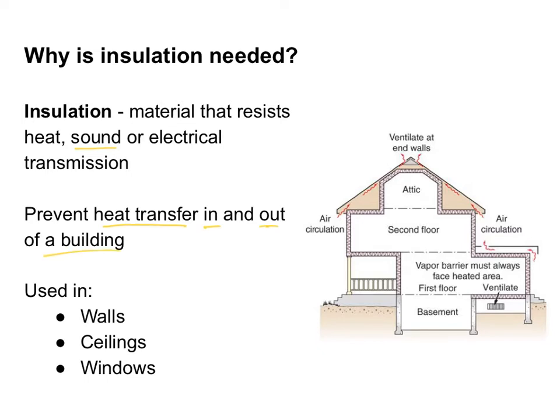Now, as you look at the diagram, insulation isn't used everywhere. It's used in walls, it's used in ceilings, and it's used around windows. Remember, the idea is to prevent the in and out movement of hot and cold air from your house.